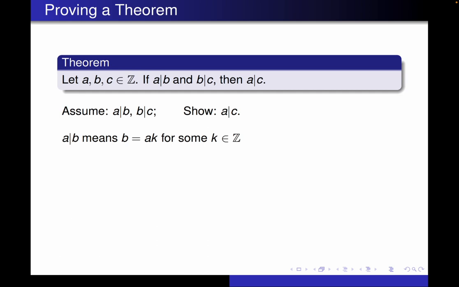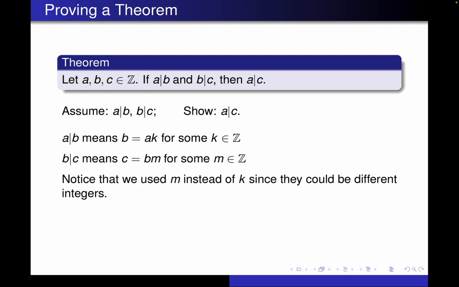So what we mean by a divides b is that b equals a times k, where k is some integer in Z. What b divides c means is that c is equal to b times m, where m is some integer. And notice that we used m instead of k in that second equation because it is possible those two integers could be different. What we want to show is that c equals, well, something times a, where that something is an integer.